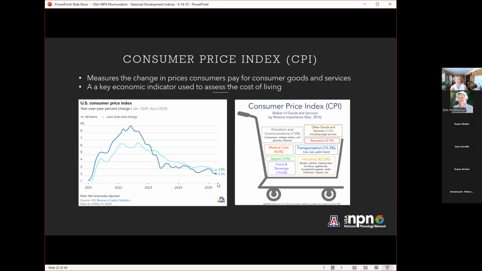Once we have that single measure, we can plot it over time and look to see what it's doing. And I did not know this until I pulled this graph, but apparently the price index is much lower now than it was a couple of years ago. So that was news to me.